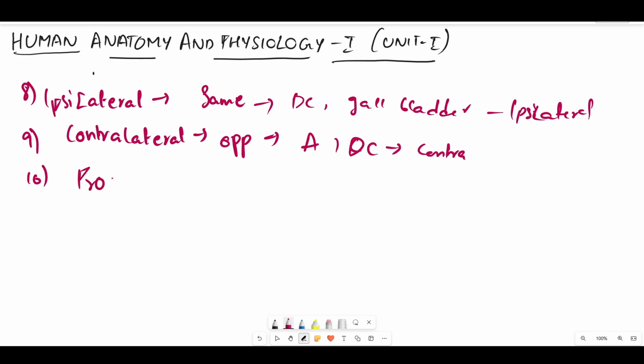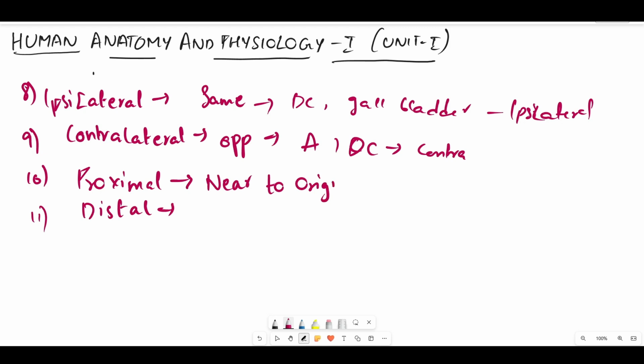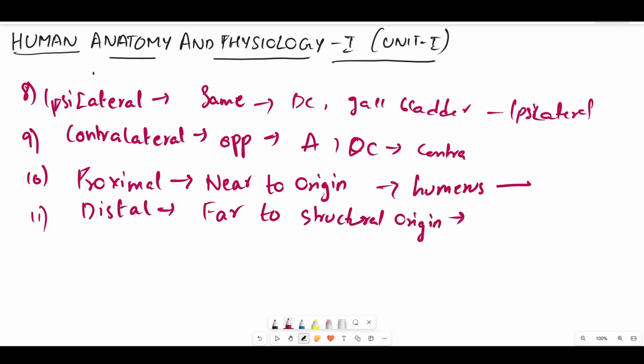Next we have proximal. Another one is distal. Proximal is something that is near to the origin of a structure. Distal is again opposite of proximal, which is farther to the structural origin. So for proximal, humerus bone is proximal to the radius bone.